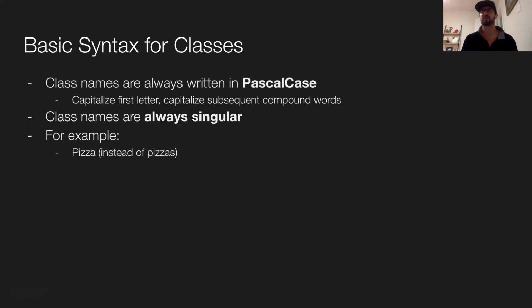What's another thing that's not quite correct with the syntax of my pizzas class? It's not singular. There's an S at the end. Yeah, it has an S at the end. It's not singular. Again, similarly, if I'm not going to have a pets class, I'm going to have a pet class. Capital P to start. Make sure it's singular.